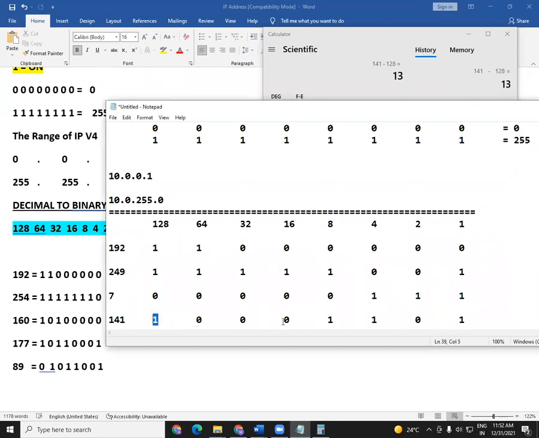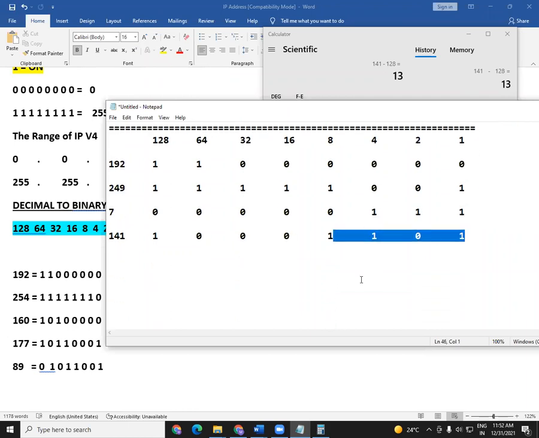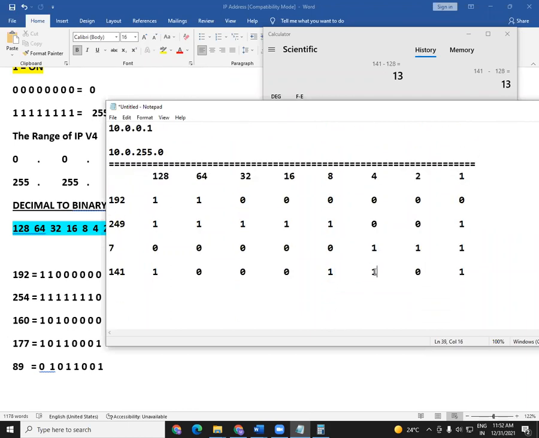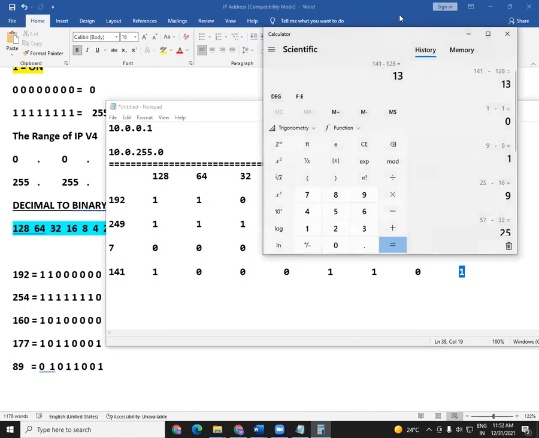Got it? 128 plus 8. How much? 128 plus 8 will be 136. 136 plus 4 will be 140. 140 plus 1 will be 141. So I hope you are more than ready to do some conversions now.